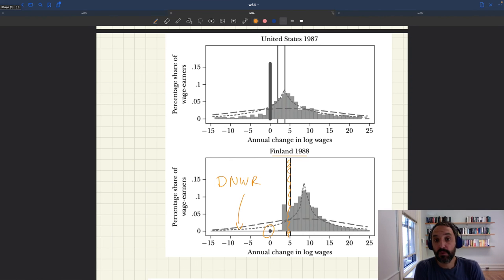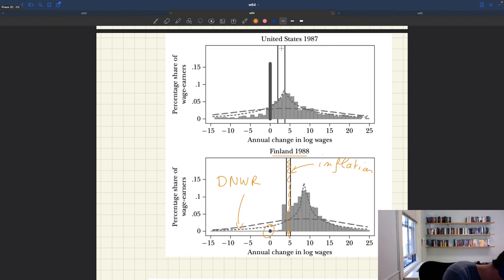So if strict downward nominal wage rigidity was really a thing, all histograms should look like Finland, where there is absolutely no wage cuts. Of course, that's not the case. This, as I was saying, is inflation: the two lines are previous year inflation and contemporaneous inflation.